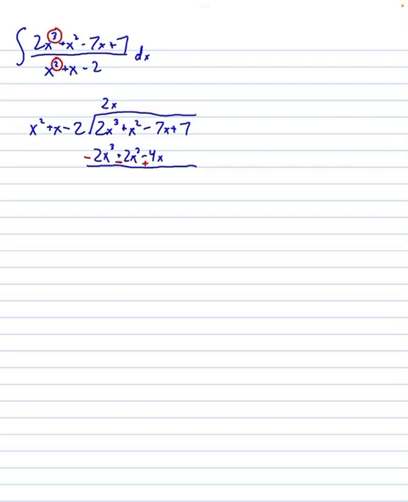2x cubed minus 2x cubed, that's going to cancel. x squared minus 2x squared is negative x squared. Negative 7x plus 4x is negative 3x. And then, of course, we bring this 7 down. We repeat the process. x squared will go into negative x squared negative 1 time. Negative 1 times x squared is negative x squared. Negative 1 times x is negative x. And negative 1 times negative 2 is positive 2.